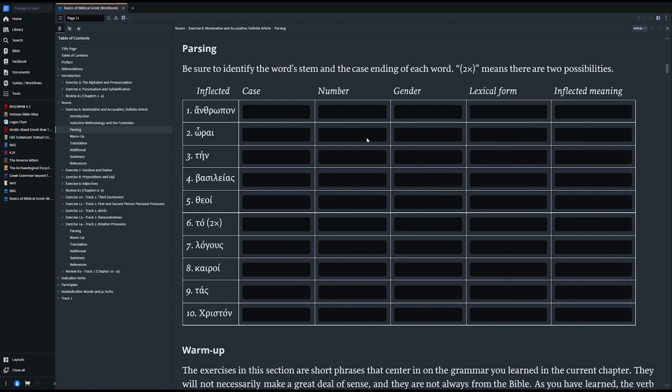This is Workbook 6. You want to have your workbook with you if you have one. If you don't have a workbook, maybe you can glean something out of these videos. We'll at least show you how to do the parsing and you can learn some things. But obviously the best thing is if you have a workbook.